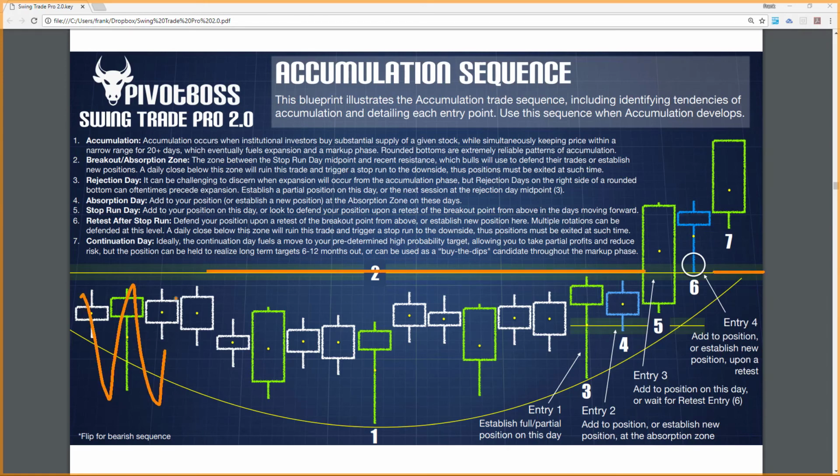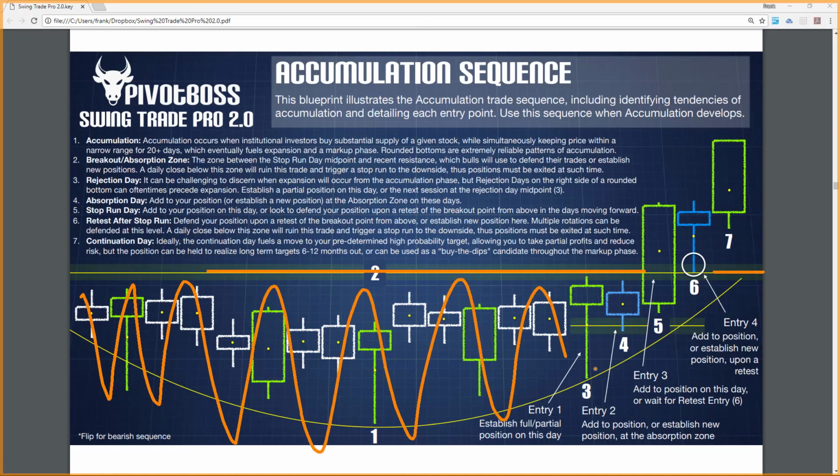So as accumulation is developing, like this, usually there's a clear area of resistance. Very, very clear, uniform area of resistance. That is your absorption zone. And it's also the breakout zone. So when price breaks through that area, that's where you're going to see a stop run day, and that's the area where you're going to see the retest after the stop run.